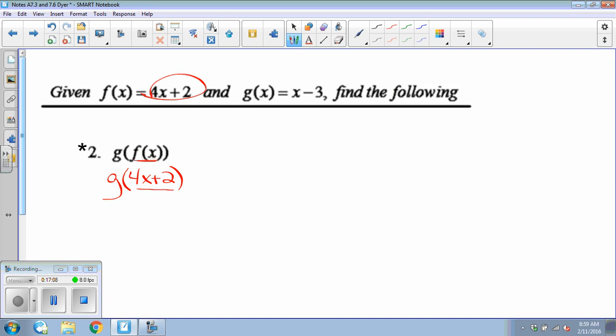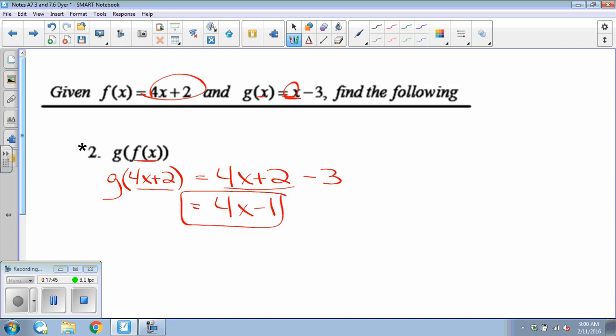So now, when I'm looking at my g function, instead of x minus 3, I'm going to put 4x plus 2 minus 3. And you wouldn't multiply that. No, you're just taking 4x plus 2 and replacing it right there. So that's 4x plus 2 minus 3. Instead of x minus 3, it's 4x plus 2 minus 3. And so that's 4x minus 1.